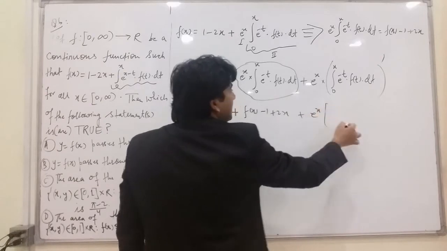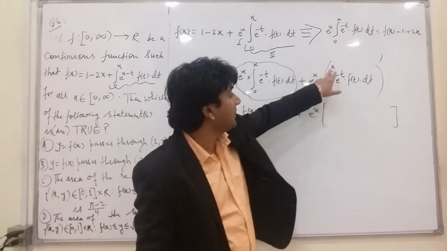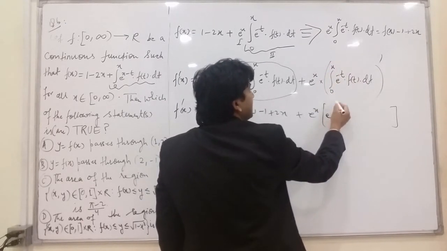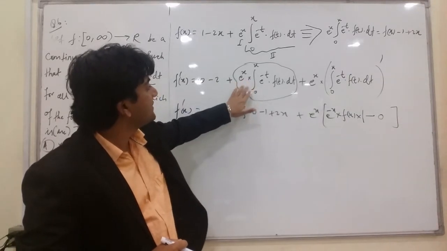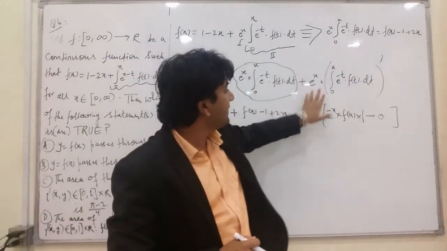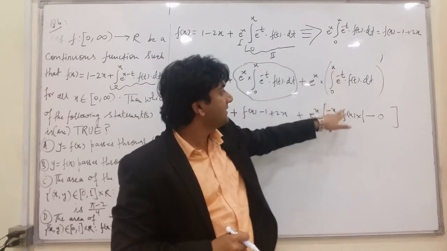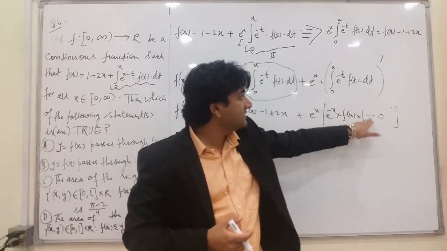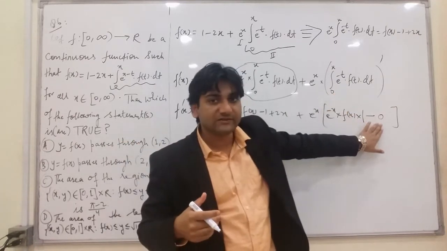Now plus e raised to x. Now we have to take the derivative of this whole expression. How do you take the derivative? You put the upper limit in this and take the derivative of the upper limit. So, minus 2, plus e raised to x times f x minus 1 plus 2x, and e raised to x times the integral from 0 to x of e raised to minus t f of t dt. If we differentiate this, we put the upper limit in place of t, so it will be e raised to minus x f of x, and the upper limit derivative is 1, then minus, we have to put 0 as t, and then take the derivative of 0. Overall, you will get 0 from here.